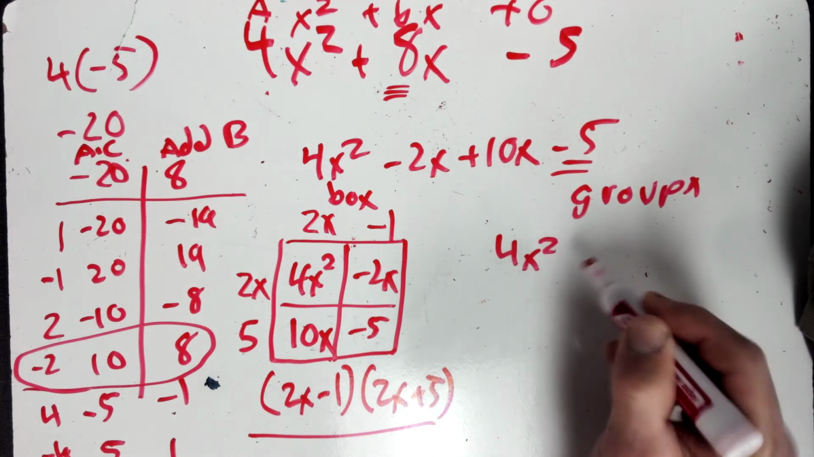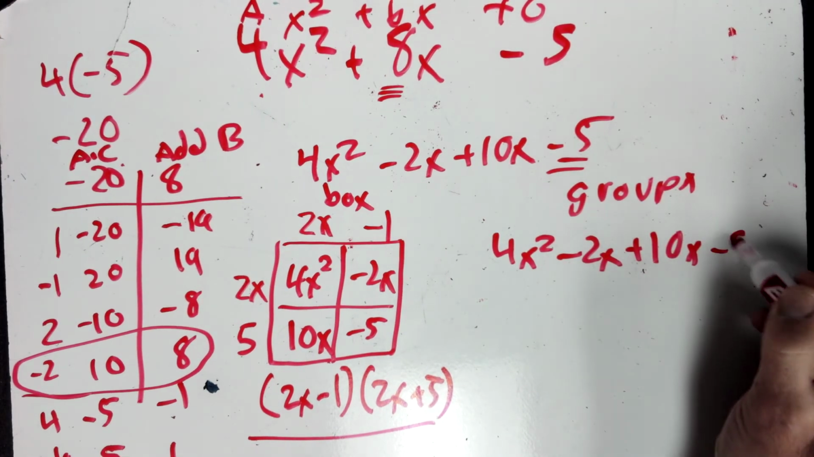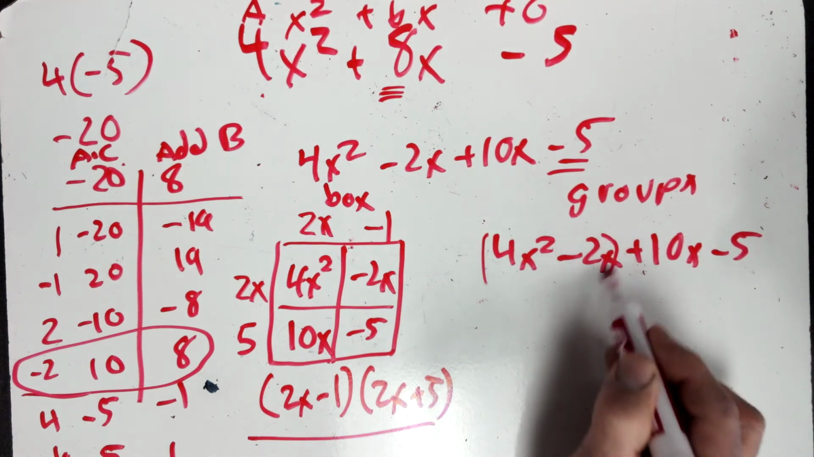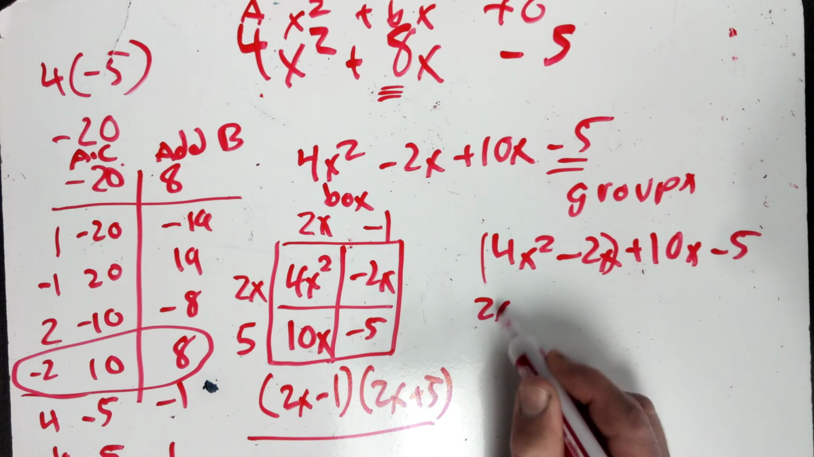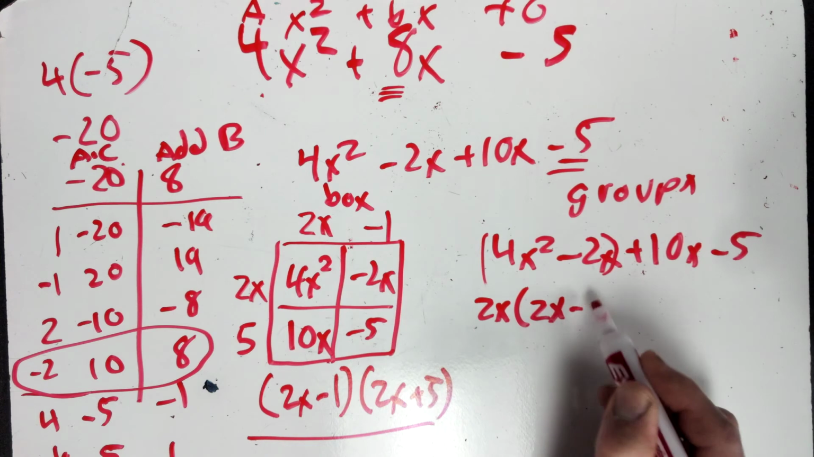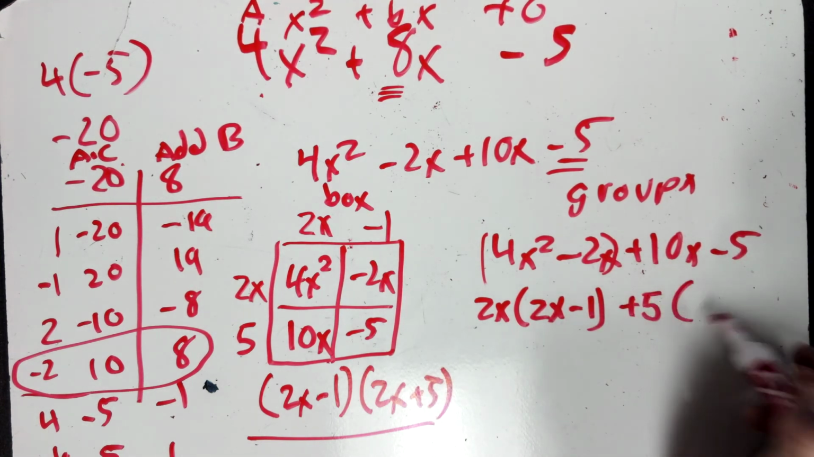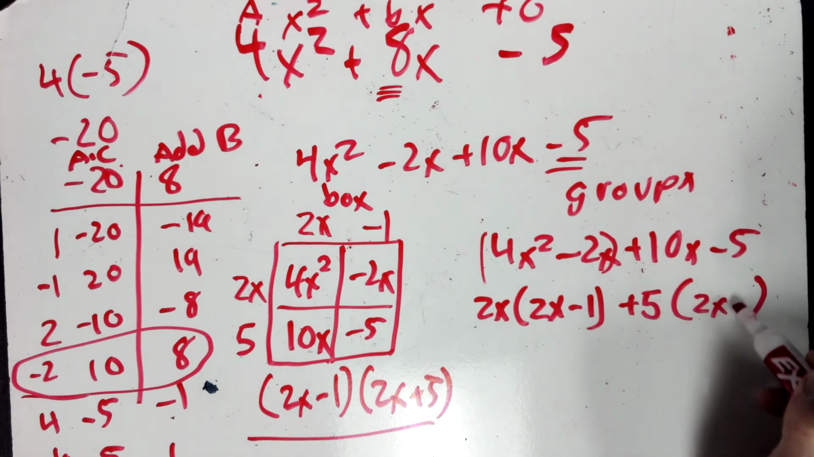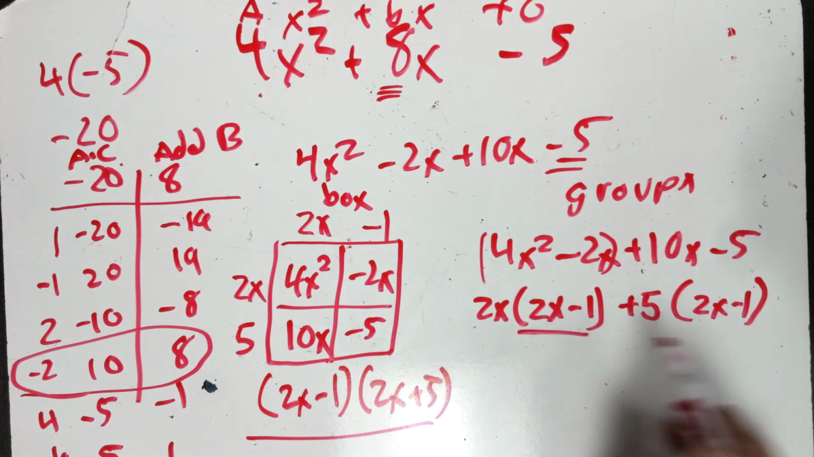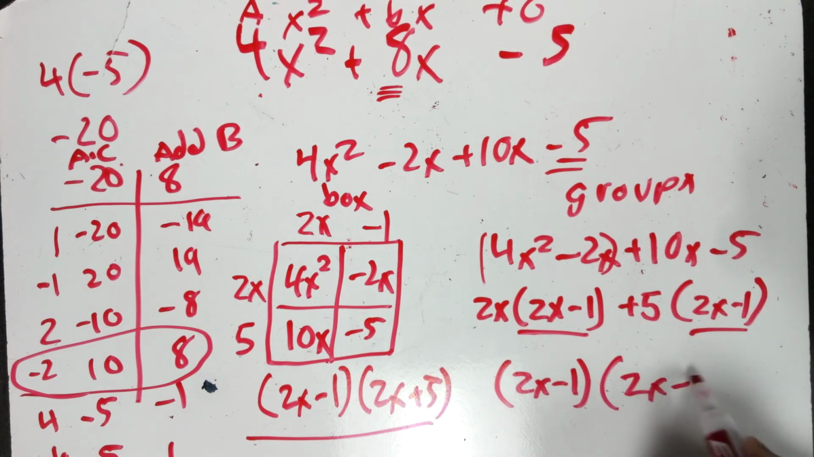Once again, it doesn't matter what order I put my 2 terms in. But then I'm just going to pair up my first 2, and I'm going to say what's common in both of these, and I'm going to say 2x. And when I factor out 2x, I'm going to get 2x minus 1. And then as I look at these 2, 5 is common to both of them, and I'll be left with 2x minus 1. And then I've got my common factor of 2x minus 1 and 2x plus 5.